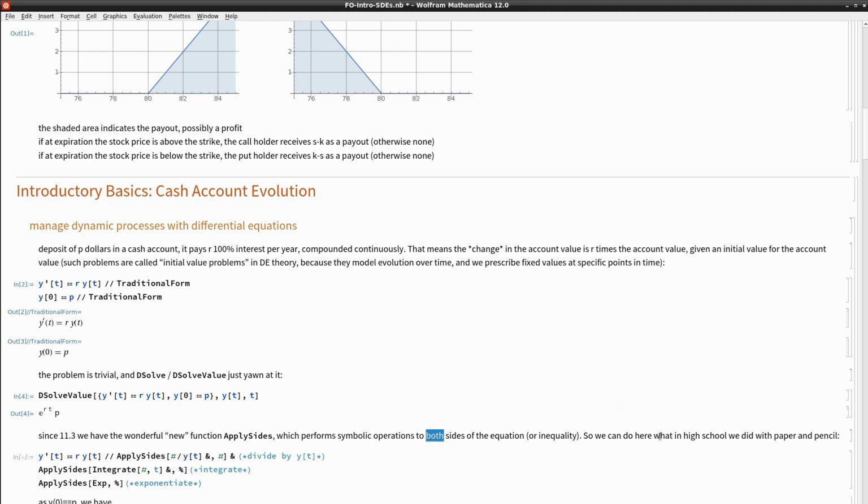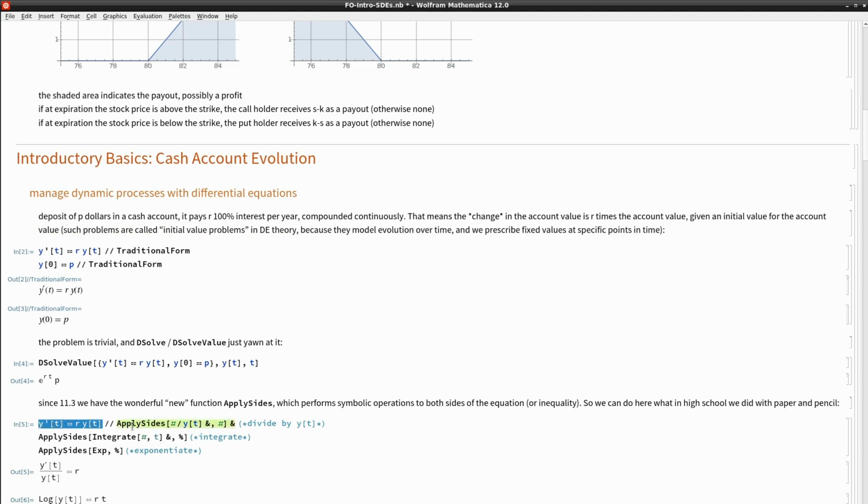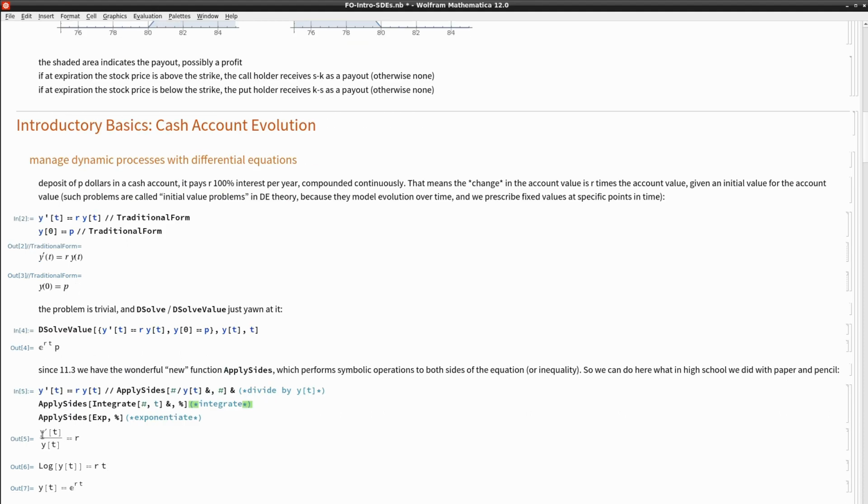So we can do here what in high school we did with paper and pencil. We just take the equation that is here, and next we say ApplySides, and we simply divide by y of t, right? The equation left and right side, we are just dividing by y of t. And this gives us y prime of t divided by y of t equals r, right? That's just what we get. Divide this equation by y of t, you get this fraction equals r.